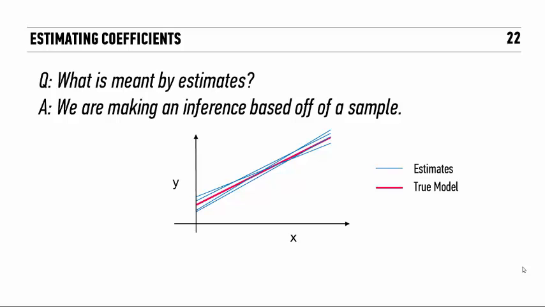And so what we're likely to see is, as long as we're taking a representative sample, beta values that are similar to the true model, but they're not exactly the same, because we're not measuring everything. We're just measuring a subset of it. So this is a graphical description of what's meant by a beta estimate.